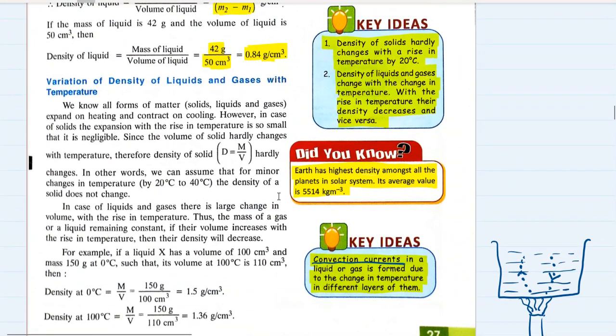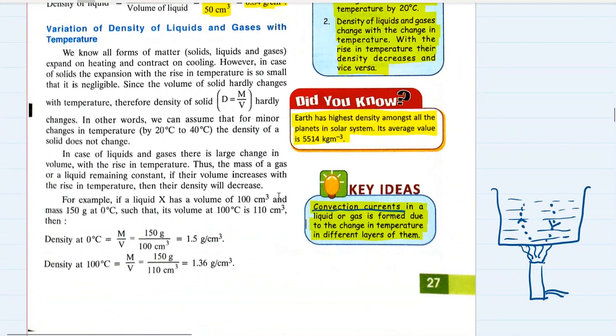Okay, so variation of density of liquids and gases with temperature. Solids, liquids, and gases have this common characteristic of expanding on heating and contracting on cooling. But in the case of solids, this expansion with rise in temperature and contraction on fall in temperature is very, very small, so small that it is negligible. Since the volume of a solid hardly changes with temperature, its density hardly changes with temperature. So variation of temperature doesn't have much implication on its density.